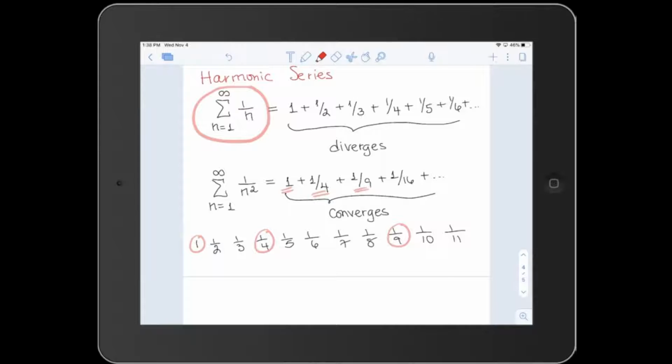So intuitively, you can see that we have a lot fewer numbers. We're adding a lot less of them, so we have a convergence here. Does that make sense intuitively?